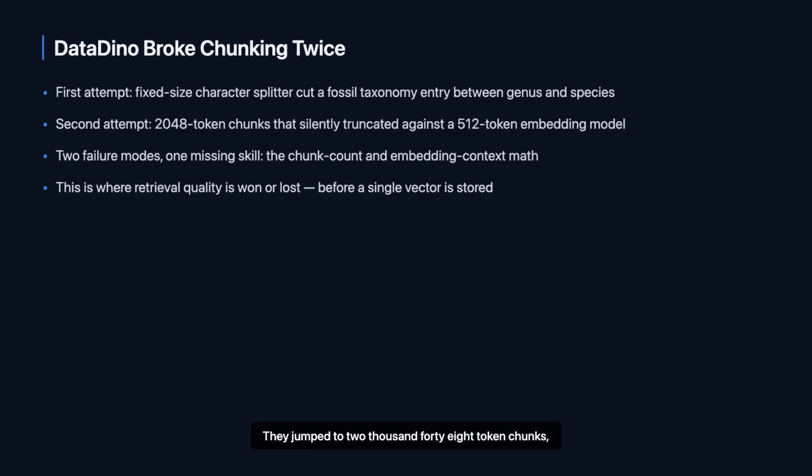They jumped to 2048 token chunks, and silently maxed out their embedding model's 512 token context. 3/4 of every chunk was being truncated before the model ever saw it. 2 failure modes, 1 missing skill: the chunk count math and the embedding context math that this episode is going to give you cold.